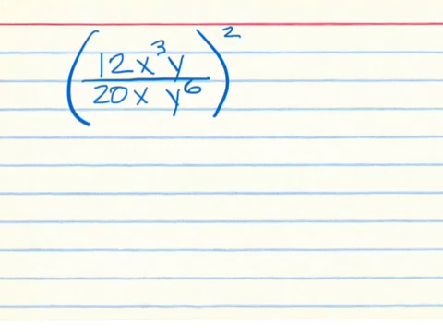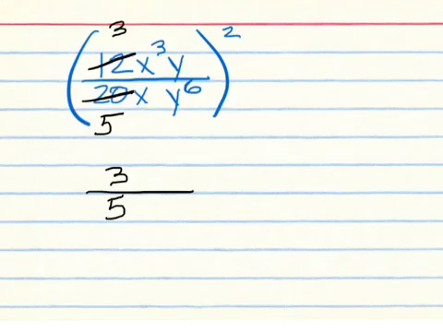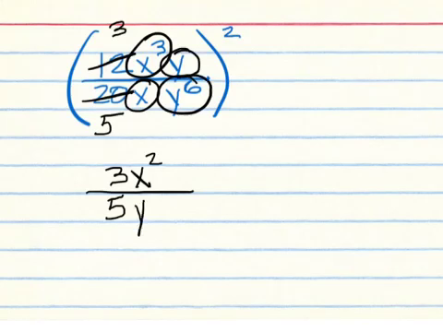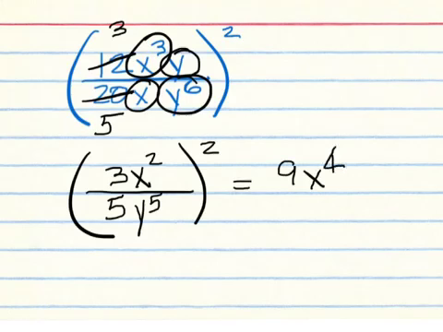The solution for the practice. The highest number that goes into 12 and 20 is 4. 4 into 12 3 times, into 20 5 times. So you're starting with a 3 over 5. And then x to the third over x is x squared on top, and y over y to the sixth is y to the fifth on the bottom. Square everything to get 9x to the fourth over 25y to the 10th.